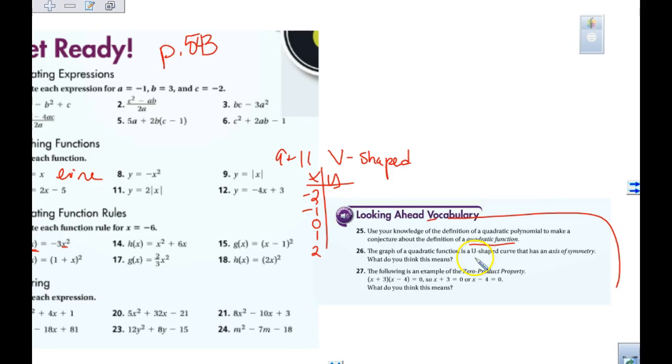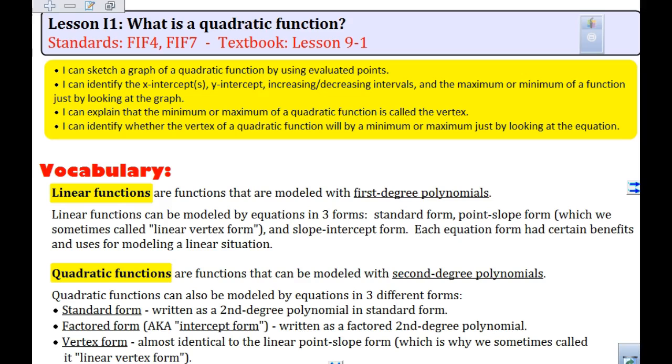26 says graph of quadratic. The graph of a quadratic is going to be U-shaped. So that curve has an axis of symmetry. What does that mean? Again, we're going to talk about that in today's lesson, so you're going to easily be able to answer that. And then you're asked to do this question. We are not getting to this till later, but they want you to take a look at that problem. So that's page 543. If you look in your notes on I1, what is a quadratic function?